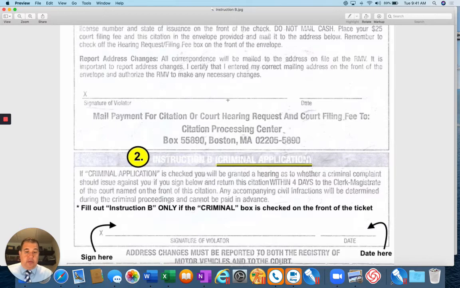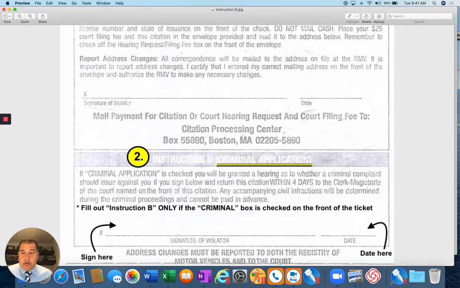You're going to have to go see the judge, and it just gets more serious. This is your opportunity to keep that from ever happening by trying to get a clerk magistrate to either sympathize with you or show them why the officer is wrong. That's why you should always submit for it on a criminal application. It's really a no-brainer.